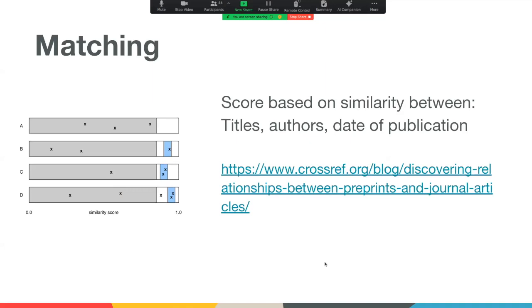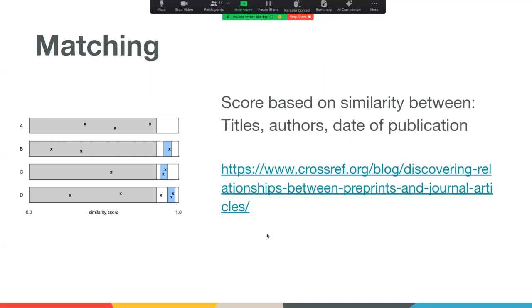Dominica, who's on this call from our labs team, has been looking at this and has done some really excellent work to look for and compare different strategies for doing this matching and this scoring. There's a blog post that I can thoroughly recommend. Afterwards I'll put the link in the chat.